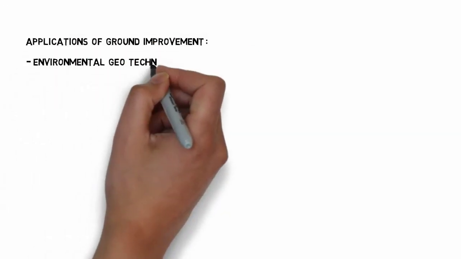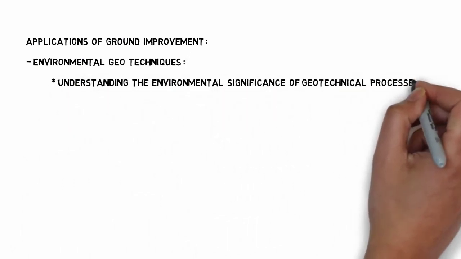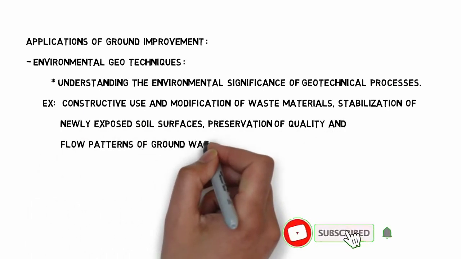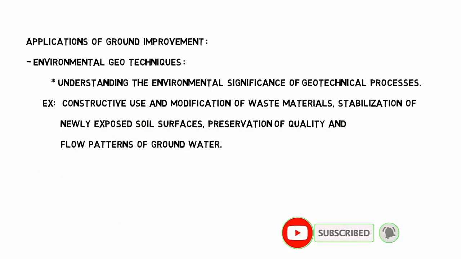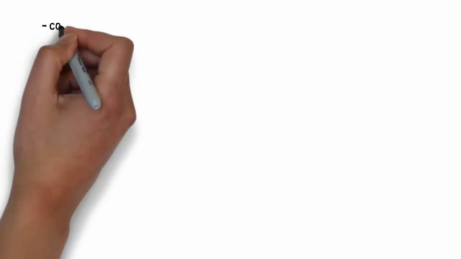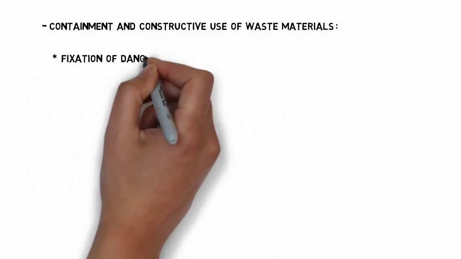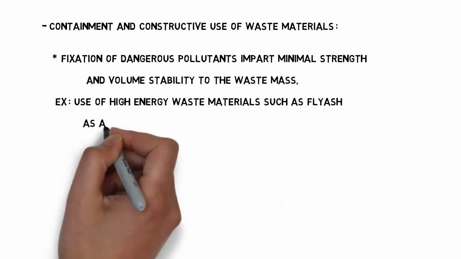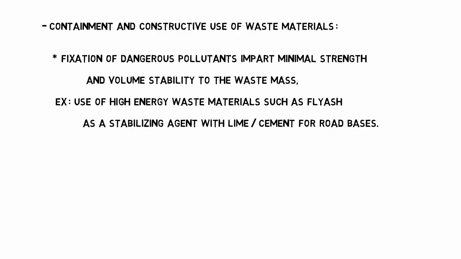Applications of ground improvement: environmental geotechniques, understanding the environmental significance of geotechnical processes. Examples: constructive use and modification of waste materials, stabilization of newly exposed soil surfaces, preservation of quality and flow patterns of groundwater. Contamination and constructive use of waste materials. Fixation of dangerous pollutants, imparting minimal strength and volume stability to the waste mass.